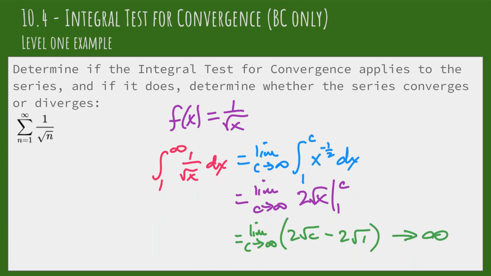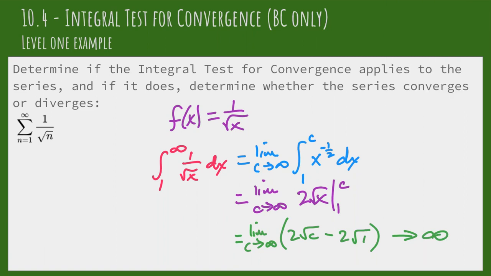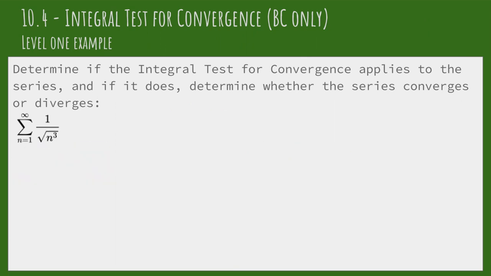So the limit does not exist, or it diverges, or is infinite. You could say that a few different ways. And because of that, the series itself also diverges. So this sum is going to be an infinite sum.